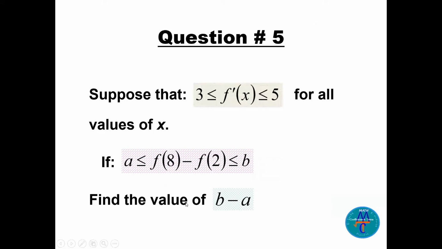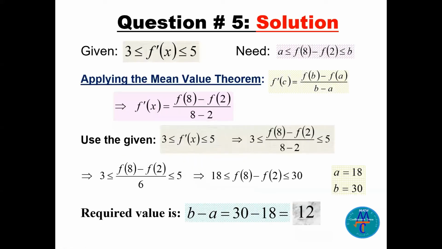Now, question number 5. Suppose that f prime of x is between 3 and 5 for all values of x, and suppose f of 8 minus f of 2 is greater than or equal to a, less than or equal to b. Let's find the value of b minus a. Maybe this is a little tricky question. You have to understand that you have to use the mean value theorem.